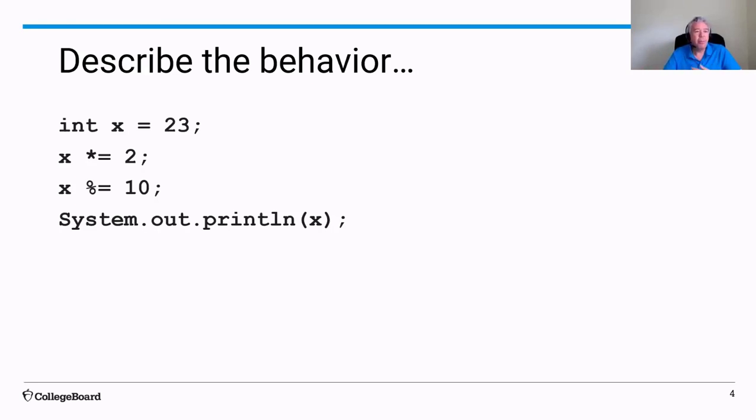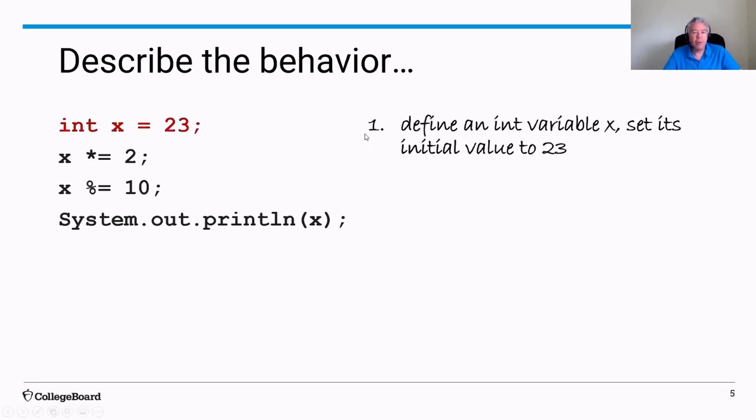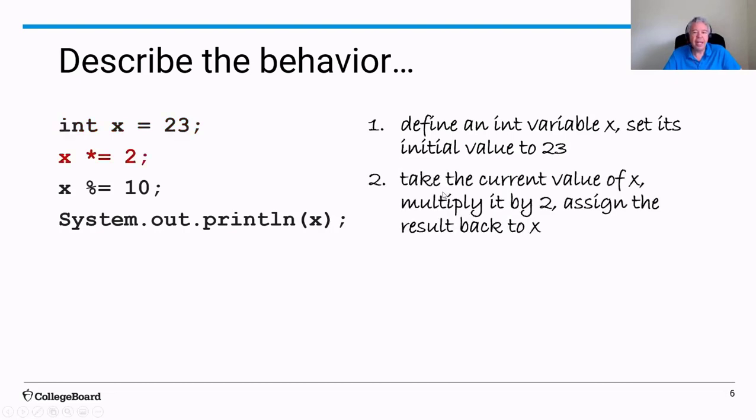If I were being asked to describe the behavior of this code, I would say, okay, the very first line, we're defining an int variable x and we're setting its initial value to 23, or you could say we're initializing it to 23. In the second line, we're taking the current value of x, multiplying it by 2 and assigning the result back to x. I'm very specifically outlining what is happening in each line of code as I go. Again, this is something I'm doing on a separate piece of paper, writing out line by line what each one does.